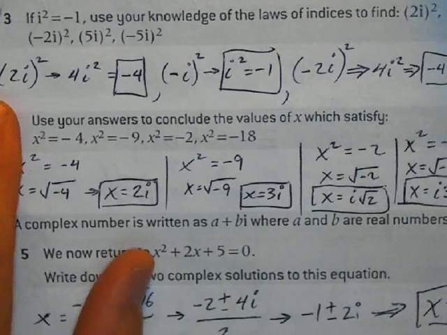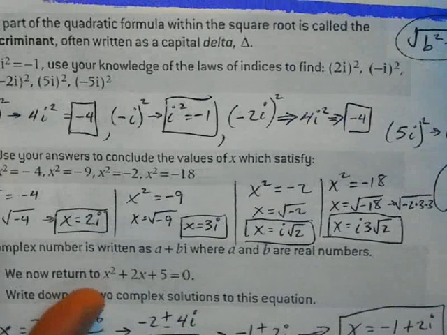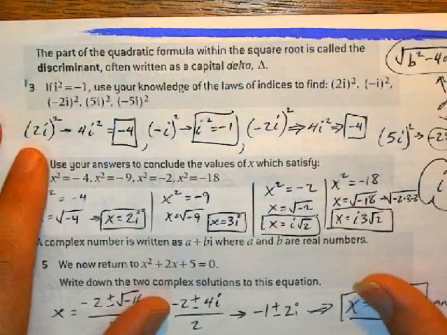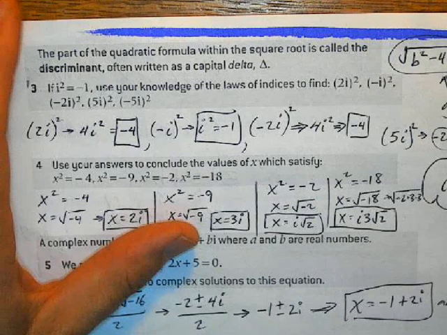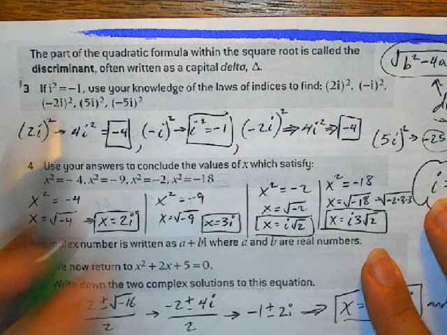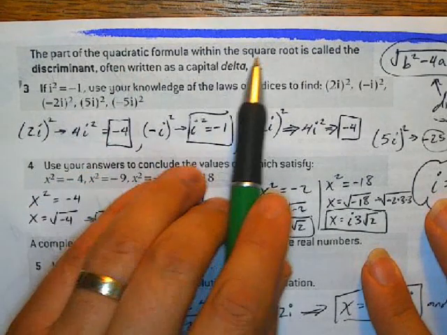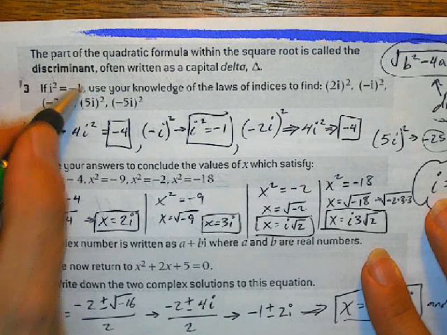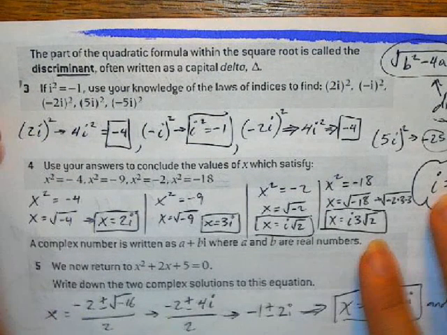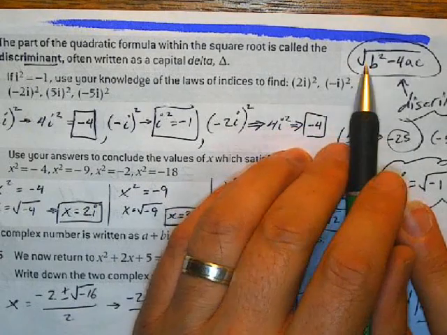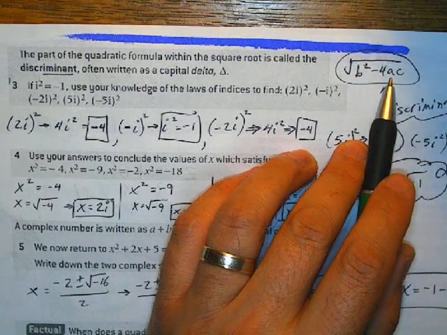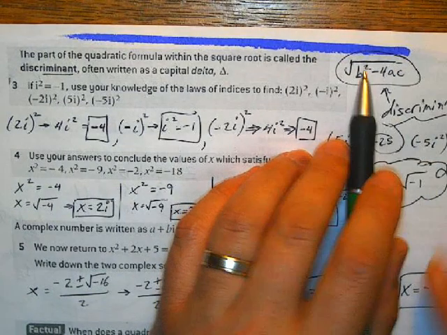So, I'm going to zoom out. Before we get started, the part of the quadratic that is under the radical, under the square root, is called the discriminant. The discriminant under the radical is b squared minus 4ac, if you can recall from the previous page. That's going to be important.